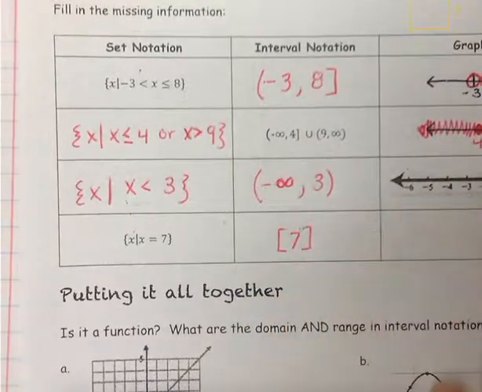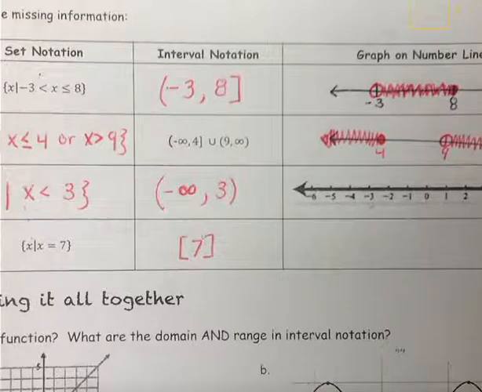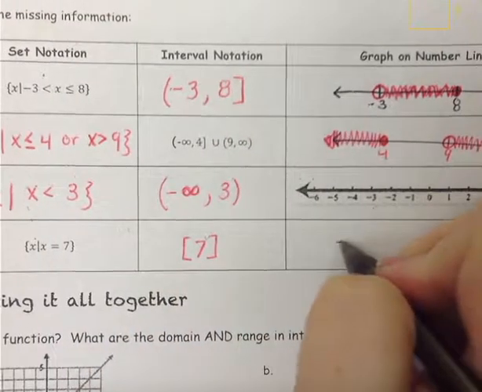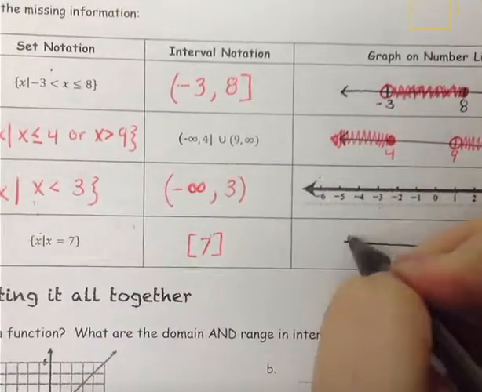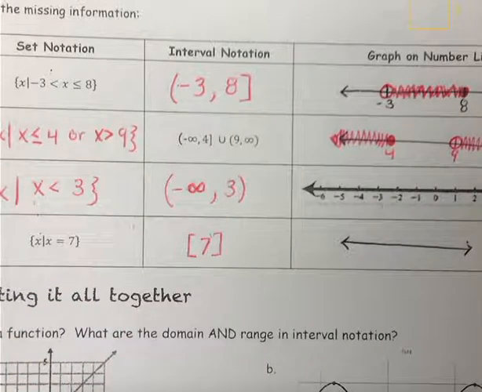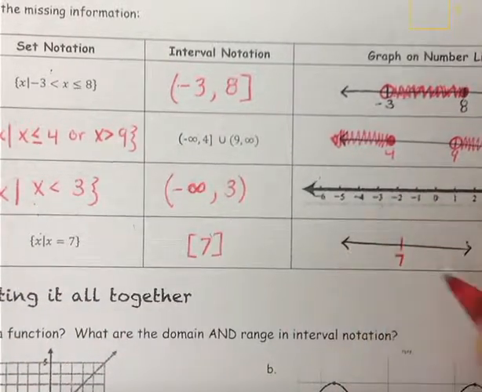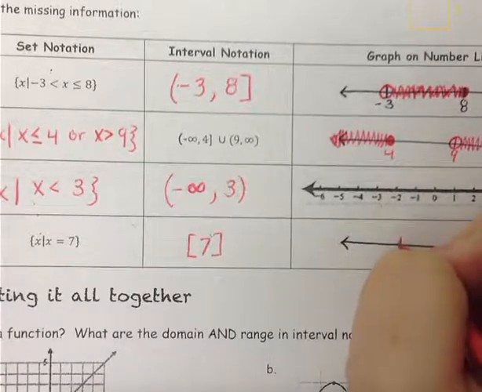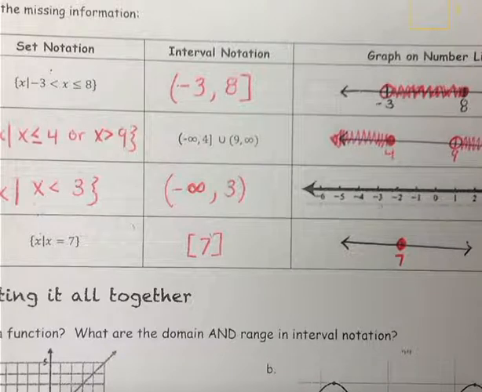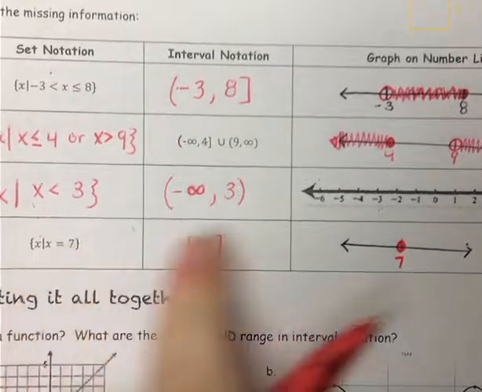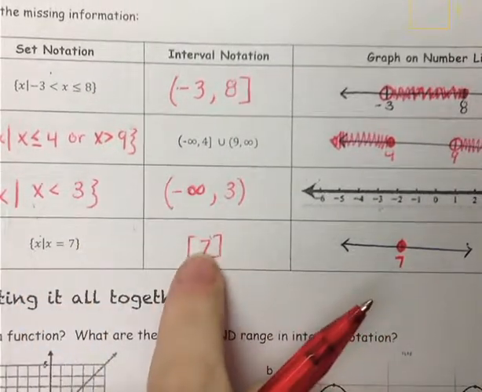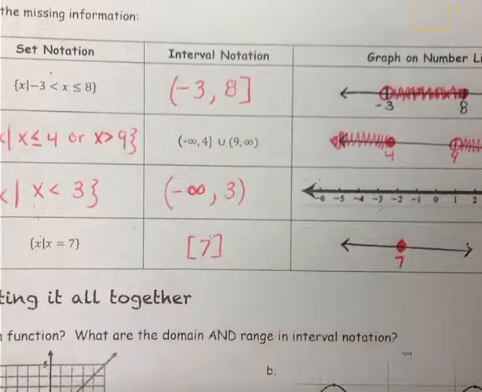It's only one value. On the number line, you would still need to put this on the number line. There's just no shading because it's one value. So I'm going to have one number of 7, and it's a closed circle at 7 because it is equal to 7. One number would only have one number inside your brackets as well.